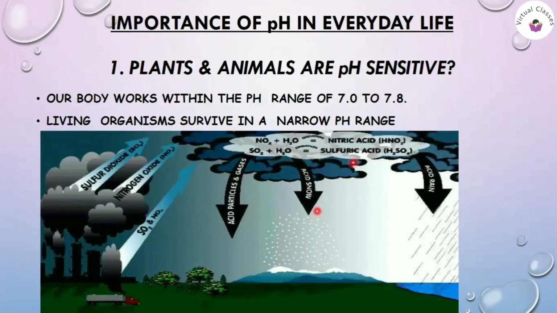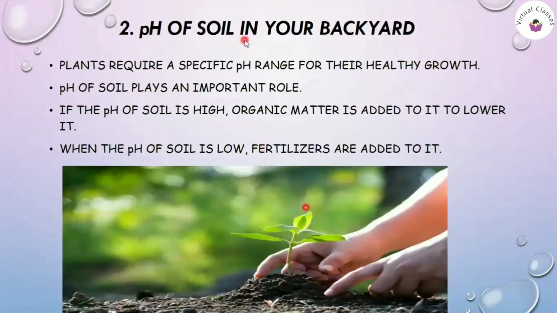When this acid rain flows into the rivers, it lowers the pH of river water, because of which the diverse aquatic life inside these water bodies gets harmed. Second is pH of soil in your backyard. Plants require a specific pH range for their healthy growth. pH of soil plays an important role in the growth of plants.